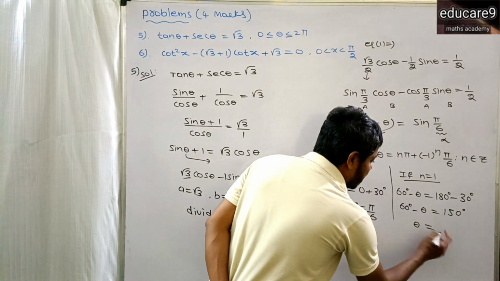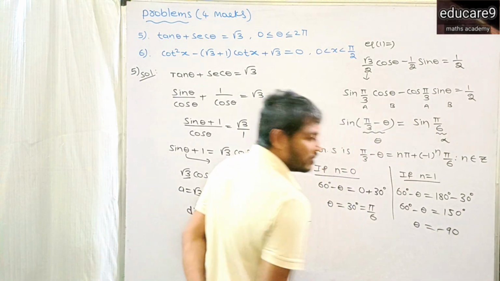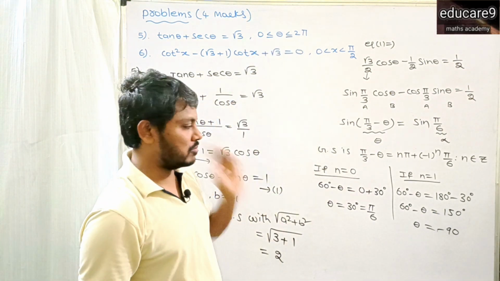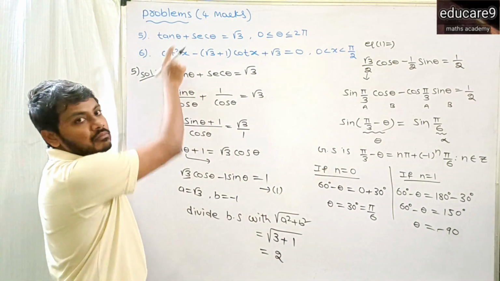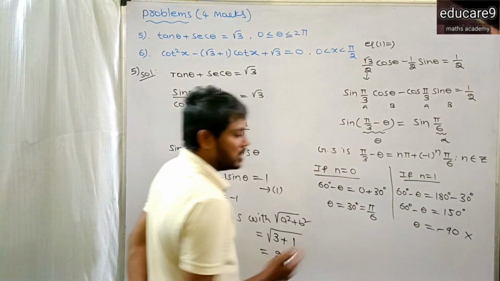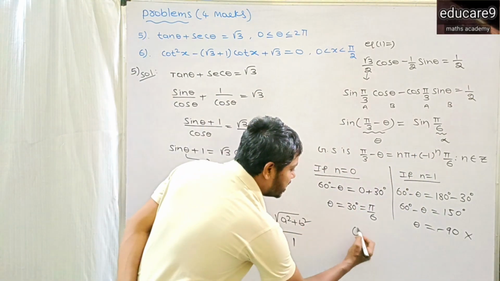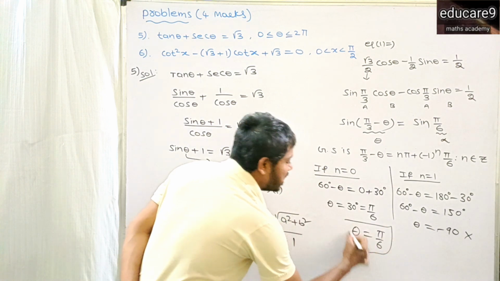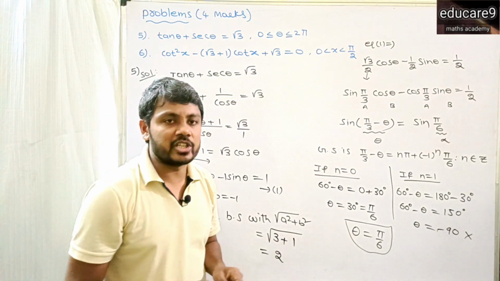Therefore, what is the theta value? 60 minus 150, minus 90. So clearly they gave 0 to 2 pi, meaning positive, but here it is negative. And also tan 90 is not defined. So clearly theta equal to minus 90 is not possible. Therefore the possible value is theta equal to pi by 6.